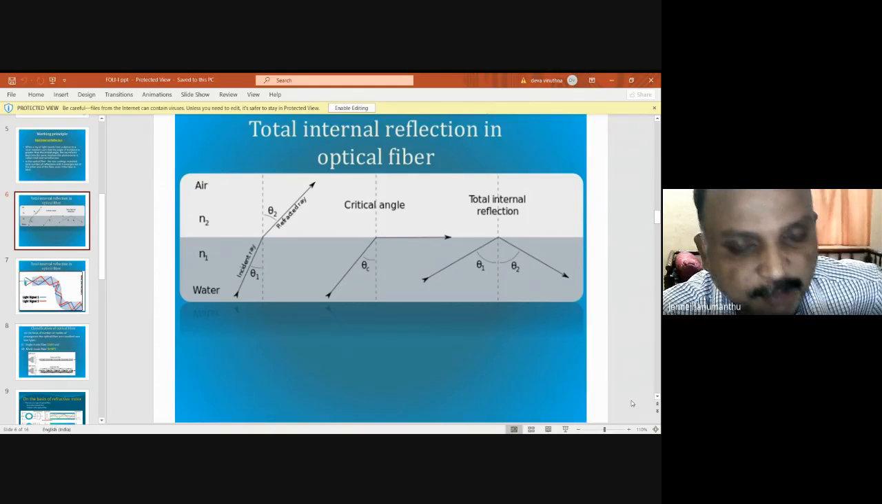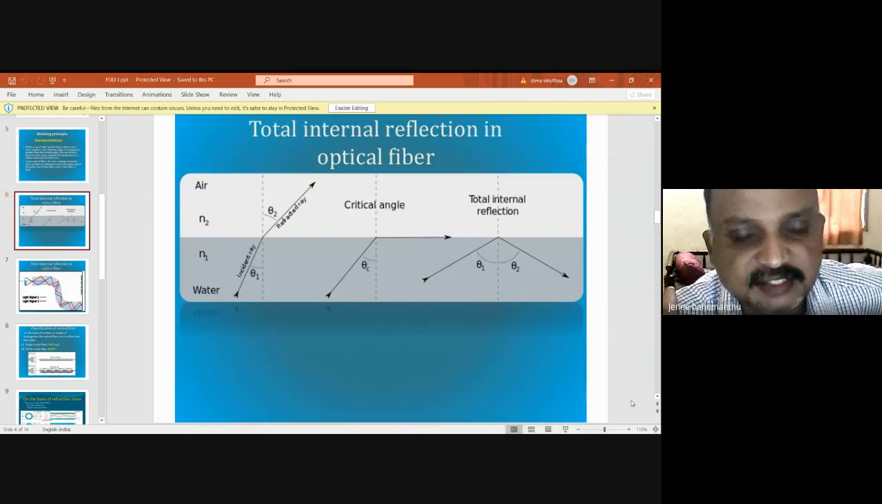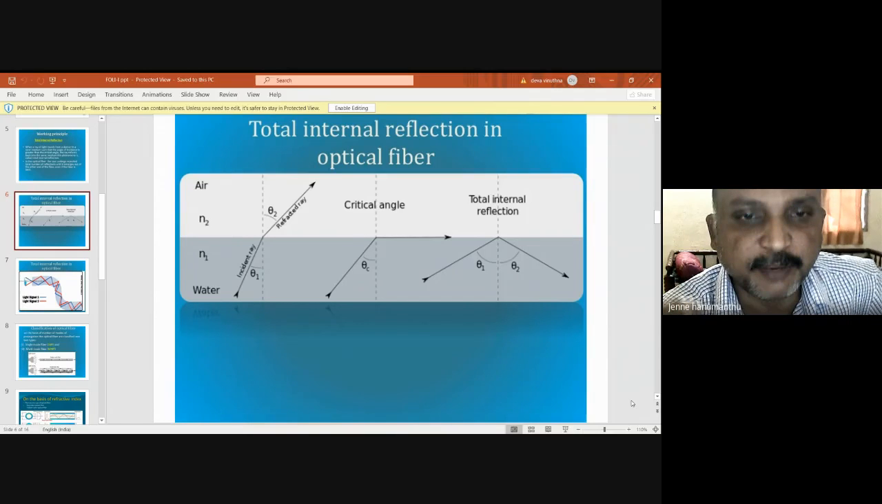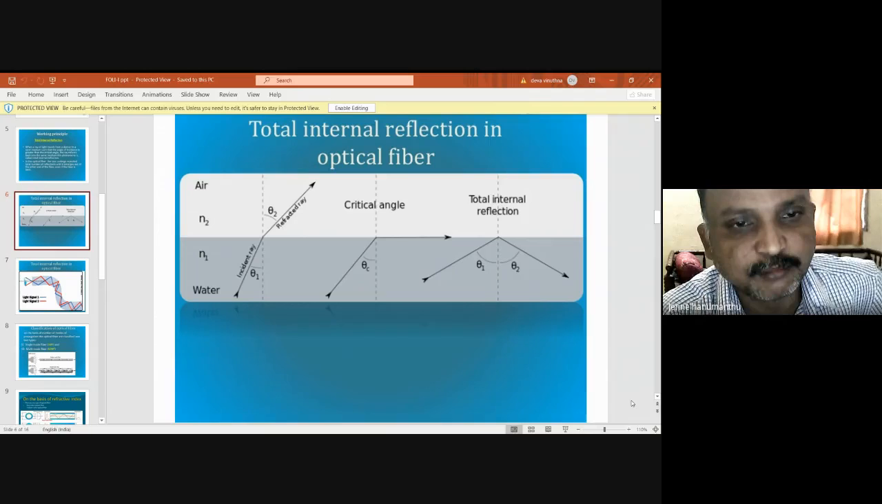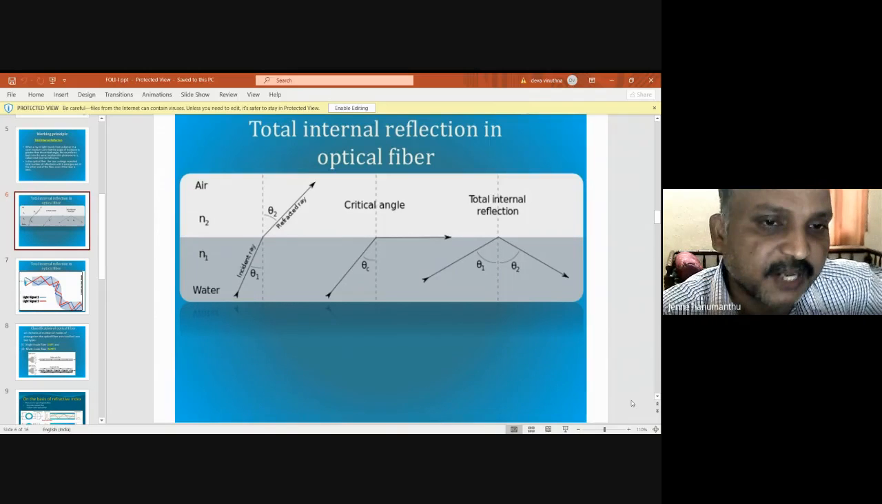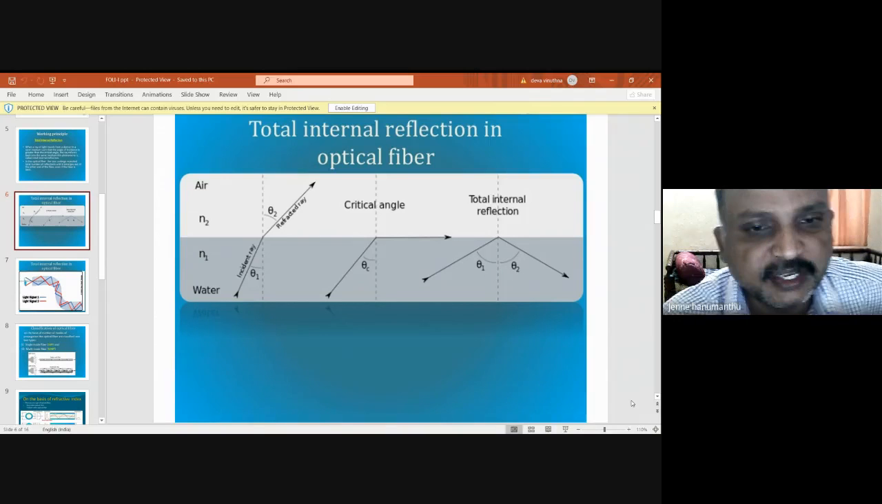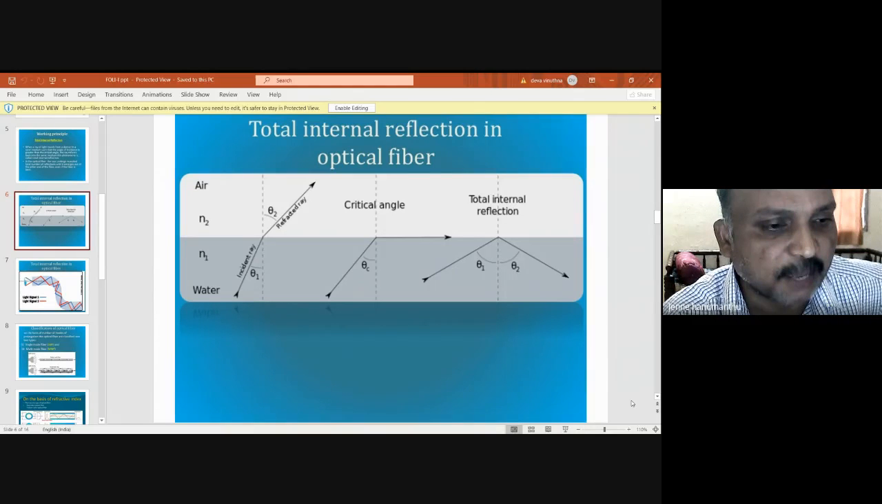To fabricate, the cladding should have a low refractive index. Accordingly, you have a design like this. You have to fabricate so that N1 is greater than N2, the core and cladding in parallel. That is the meaning of a combination fiber: a combination of core and cladding, where N1 should be greater than N2. If you fabricate N1 greater than N2, then this is what happens.